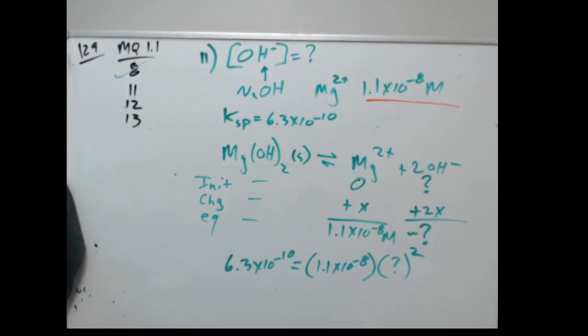Question? Can I ask why you're using the KSP for MgOH2? Like, how did you come to knowing that you had to use that? The problem said we've got some magnesium nitrate in solution, and we're adding hydroxide to reduce the magnesium concentration to a particular level. So I knew there had to be some reaction happening between magnesium and hydroxide. And I knew what reaction was going to happen.